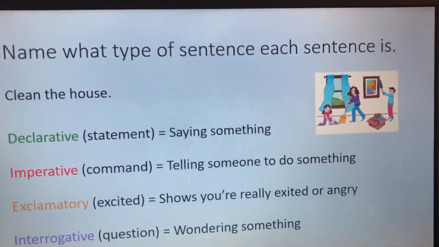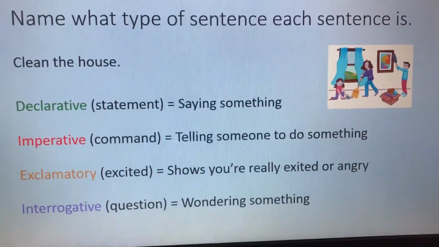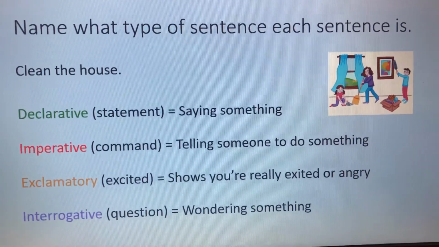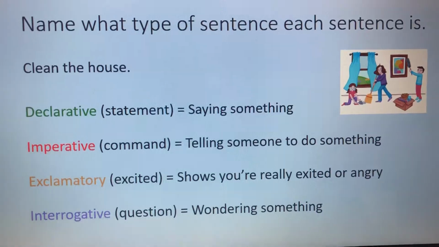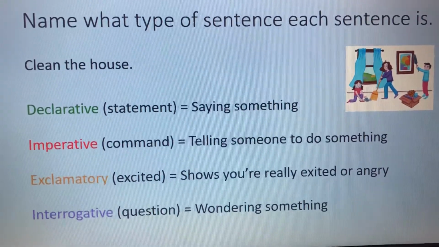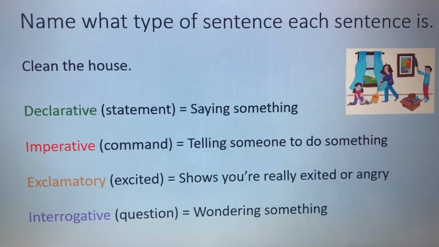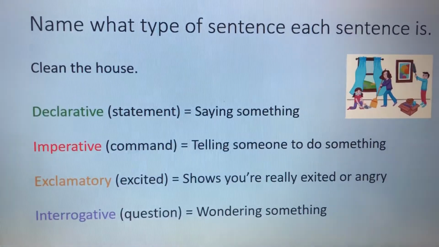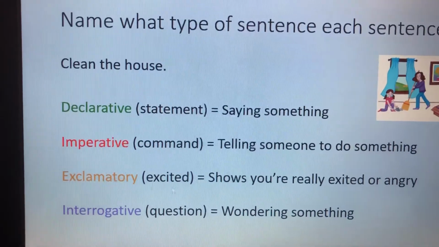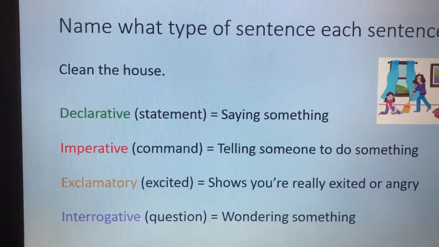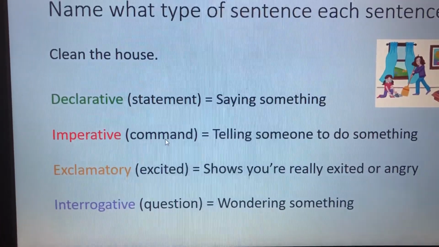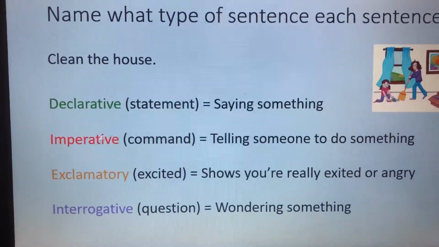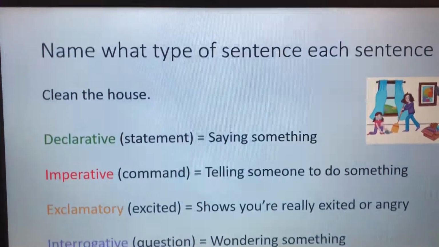And if you are able to get your Show Me app, why don't you go get that and write down your answer. You can always pause this video if you need to, if you're still getting it, or if you're not ready and I'm telling you what the answer is. Okay, so clean the house. You're telling them to clean the house. You're telling them what to do. That makes it a command, right? So that makes it a command or imperative sentence.